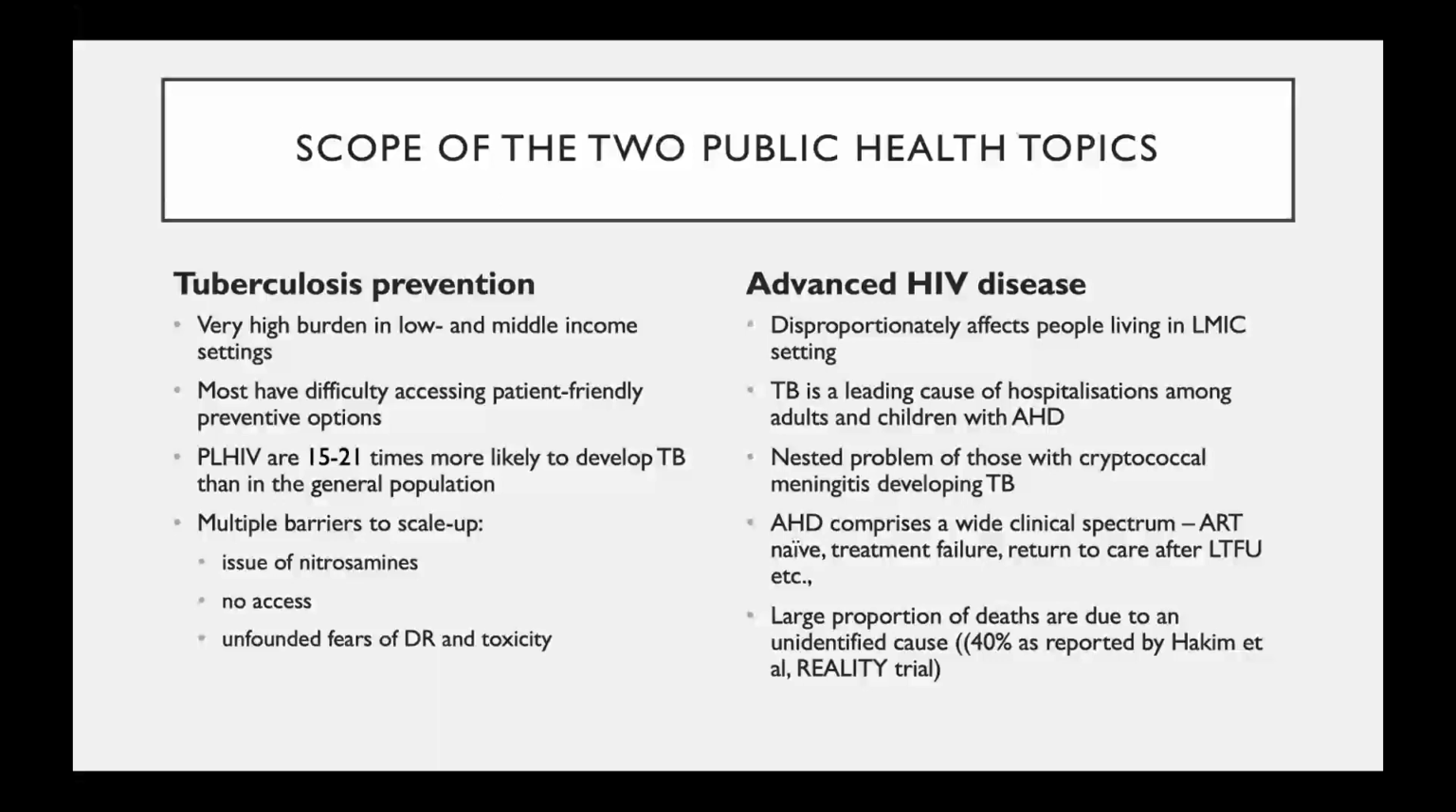The next issue is that within advanced HIV disease there is a nested problem of those who have cryptococcal meningitis who also develop TB. This represents another specific micro challenge inside advanced HIV disease. And we also know that a large proportion of deaths are due to an unidentified cause.